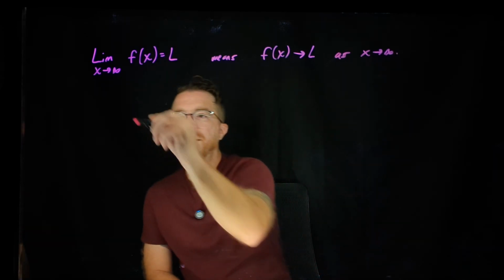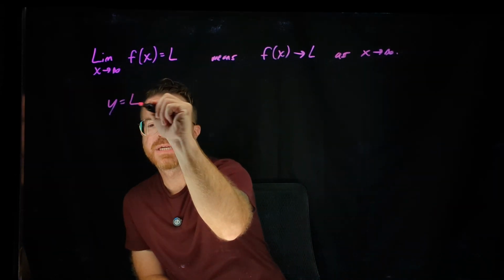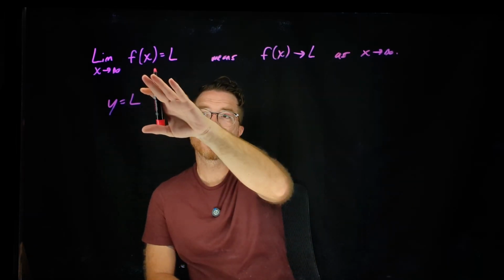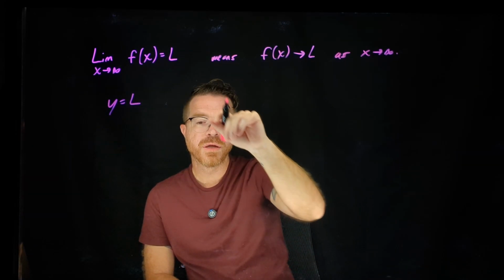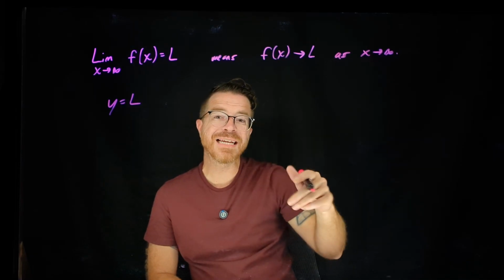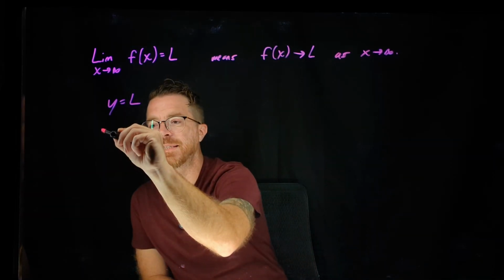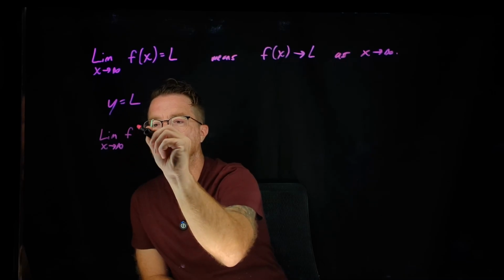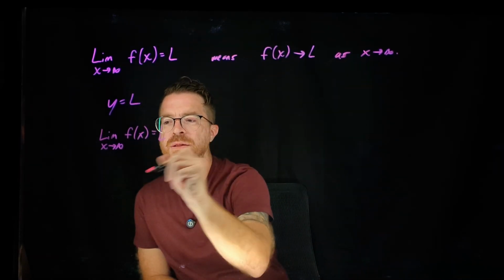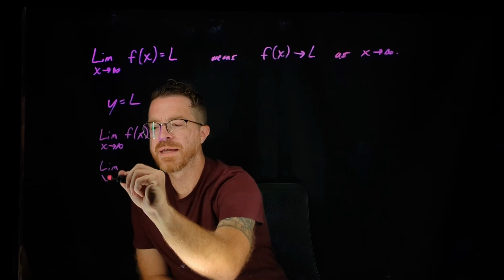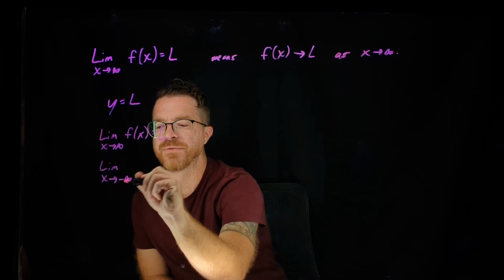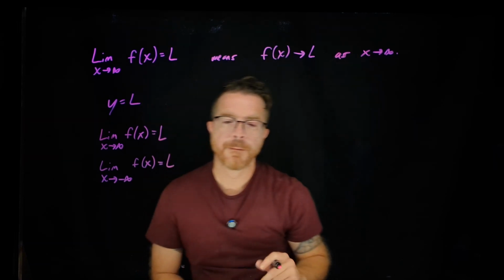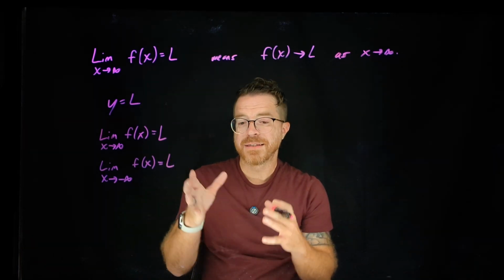Our line y equals L is the horizontal asymptote if the limit of f of x equals L as x approaches infinity, or if the limit as x approaches negative infinity equals L. That is to say, the limit as x approaches infinity of f of x is equal to L, or the limit as x approaches negative infinity equals L. And these are our limits at infinity.